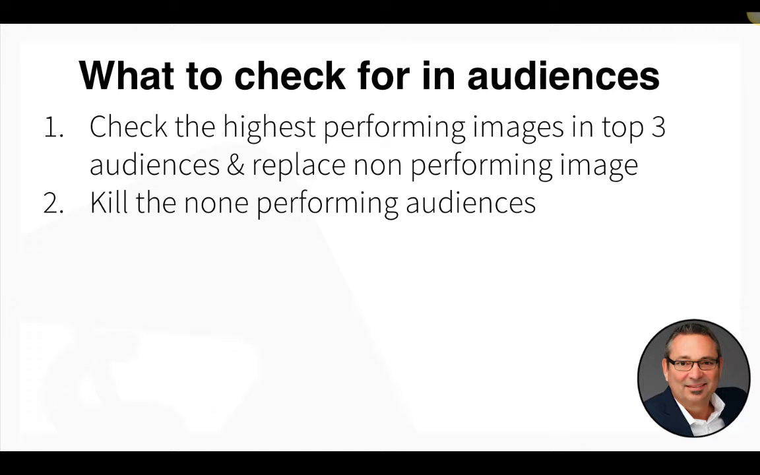Next thing I'm going to do is kill the non-performing audiences. Now, when I say non-performing, if you're optimizing for clicks or sales or opt-ins or whatever it is, and if you didn't get any in 72 hours, you want to kill those ads. And I know you're saying, well, no, I just think it needs a little bit more traffic. Don't do it. Just kill them and start over again. That's our method. Kill them and start over.